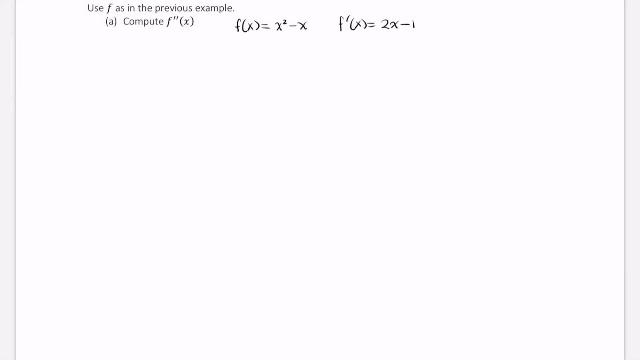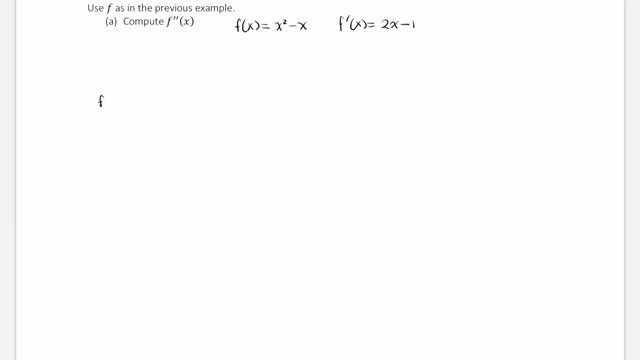Welcome. In this video, we continue our exploration of the limit definition of the derivative. We are going to compute the second derivative of the same function, x squared minus x. And we already computed the first derivative, f prime of x equals 2x minus 1.